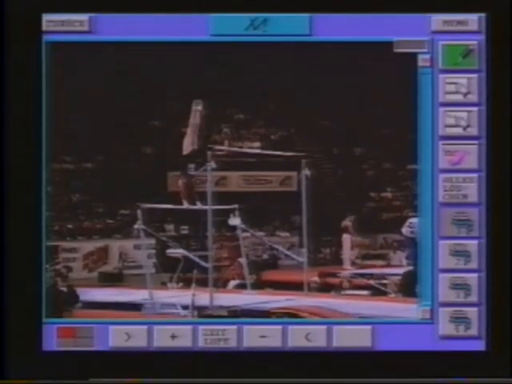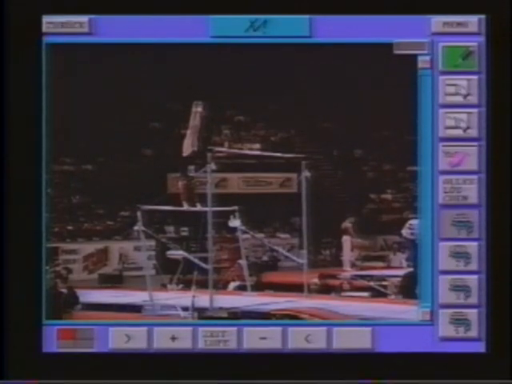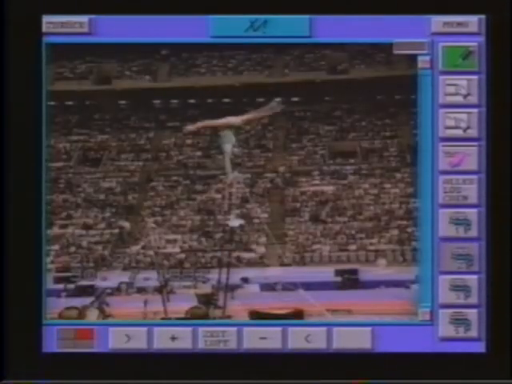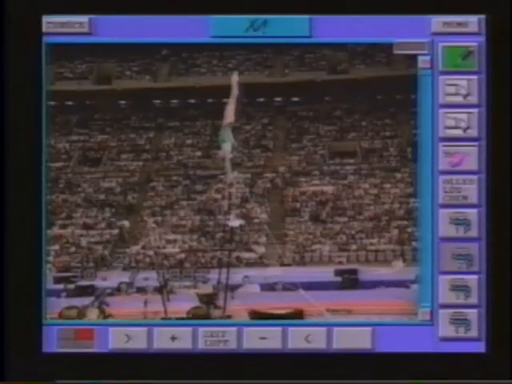Stalder backward to handstand, C. No deduction. Pike sole circle backward to handstand, C. No deduction. Possible deduction for momentary arch and slightly bent arms in the upward movement, minus 0.05.